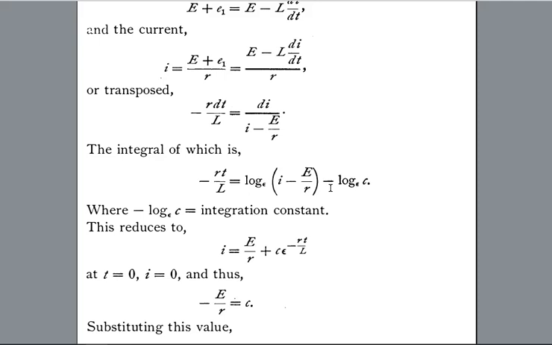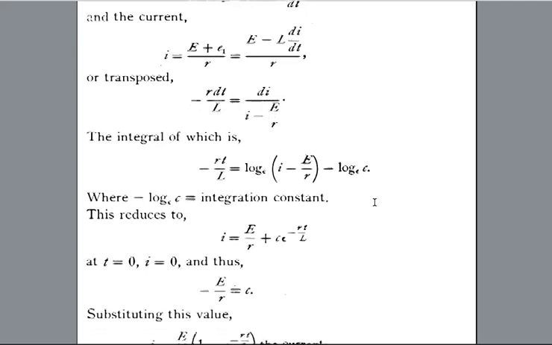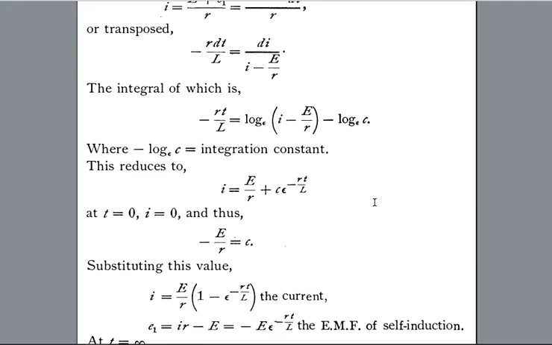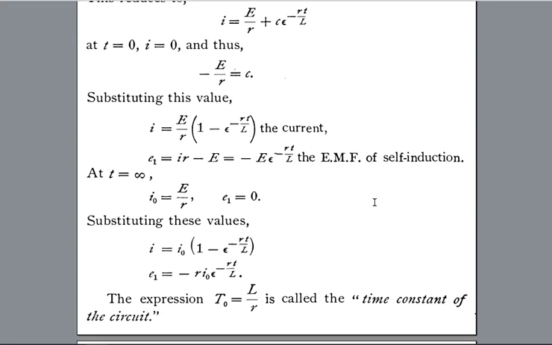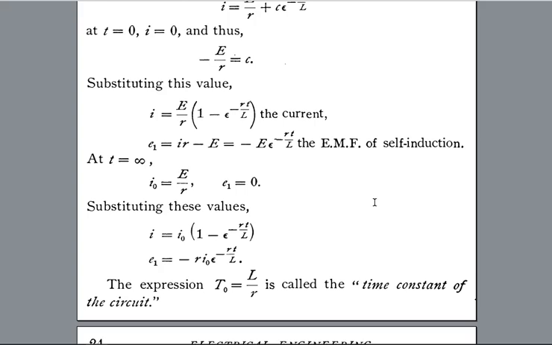This reduces to i equals E over R plus C times e to the power negative Rt over L. At t equals 0, i equals 0, and thus negative E over R equals C. Substituting this value, i equals E over R times the quantity (1 minus e to the power negative Rt over L), the current. E1 equals iR minus E equals negative E e to the power negative Rt over L, the electromotive force of self-induction. At t equals infinity, i0 equals E over R and E1 equals 0.